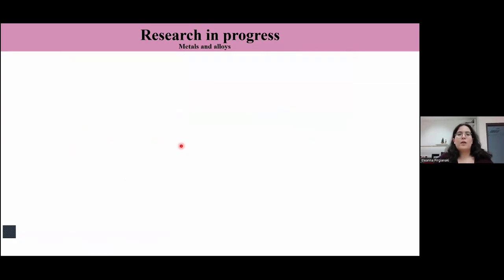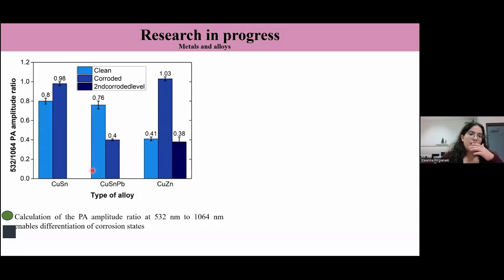Now we're moving on to another big category of cultural heritage objects, which are metals and alloys. Here we have three different alloys, as you can see, and each of them has a clean region and one or two with accelerated corrosion states. And as you can see, by calculating the photoacoustic amplitude ratio at 532 to 1064 nanometers, we can differentiate the corrosion states.